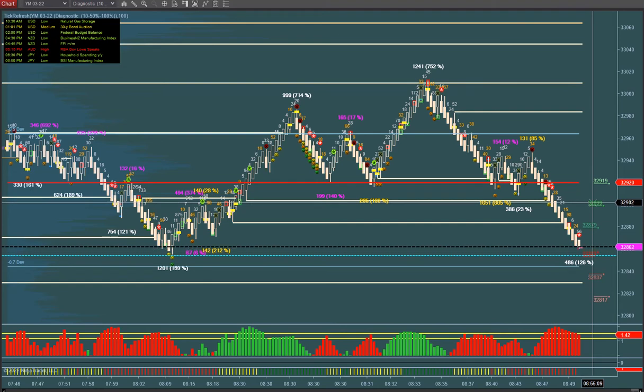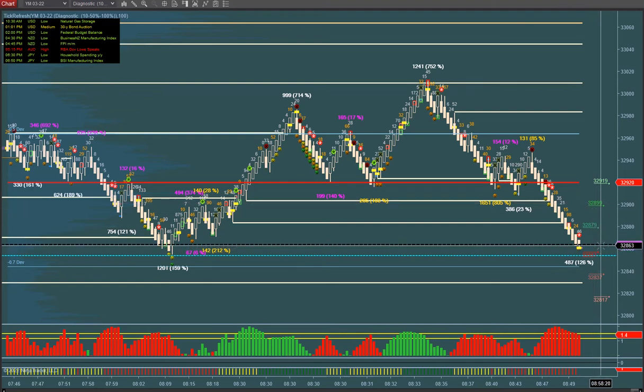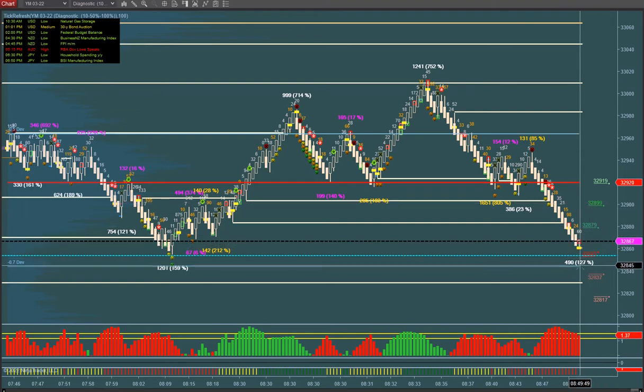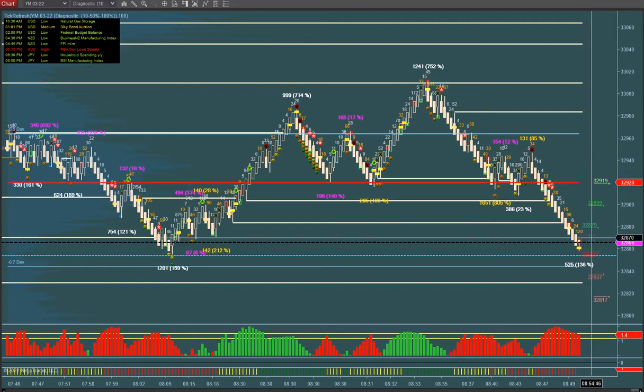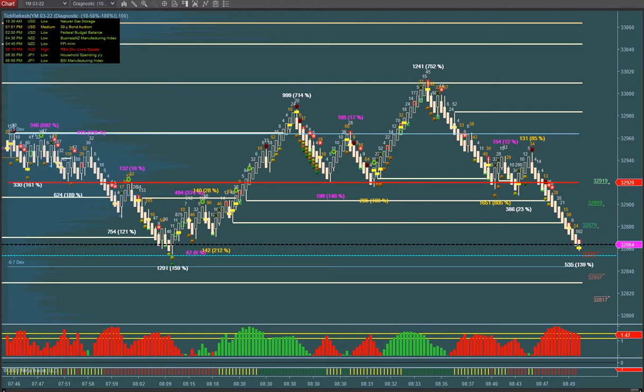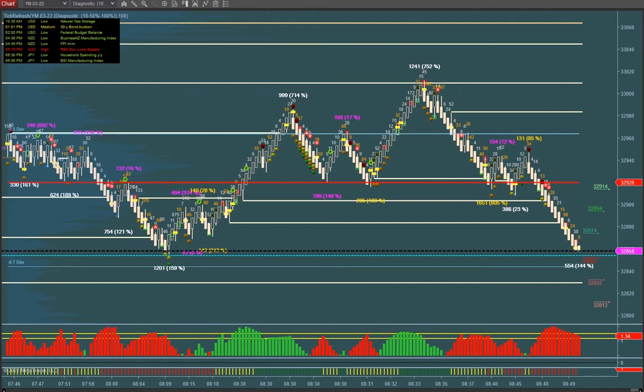back short. Now, looking left, what happened last time it hit this wall? It bounced up and ran all the way back up. So that's always a chance as well. That can always happen. We never know. We can't predict the market.